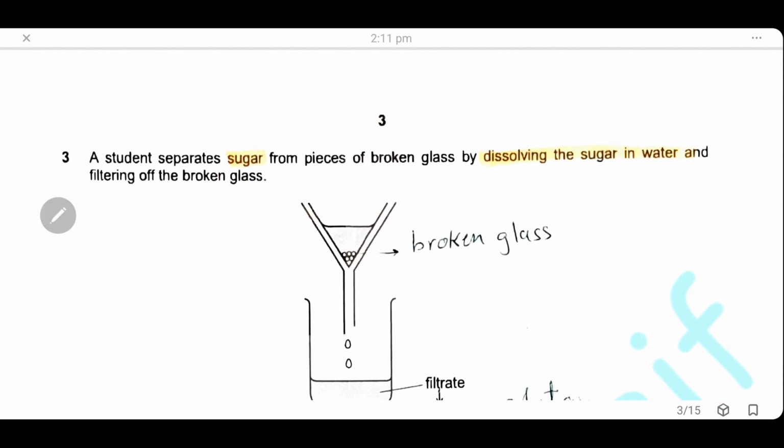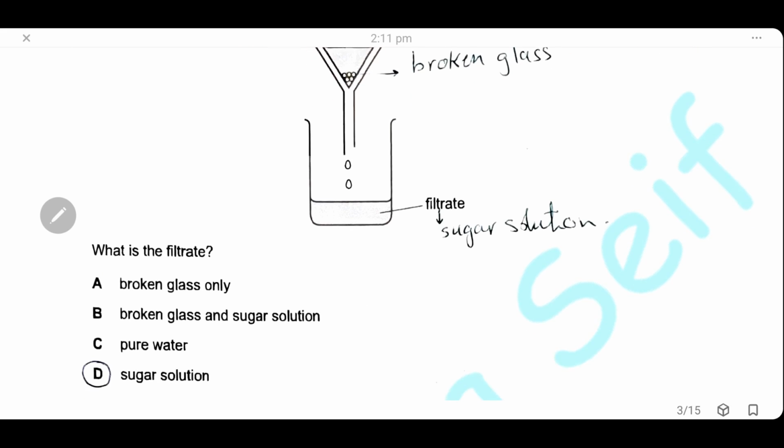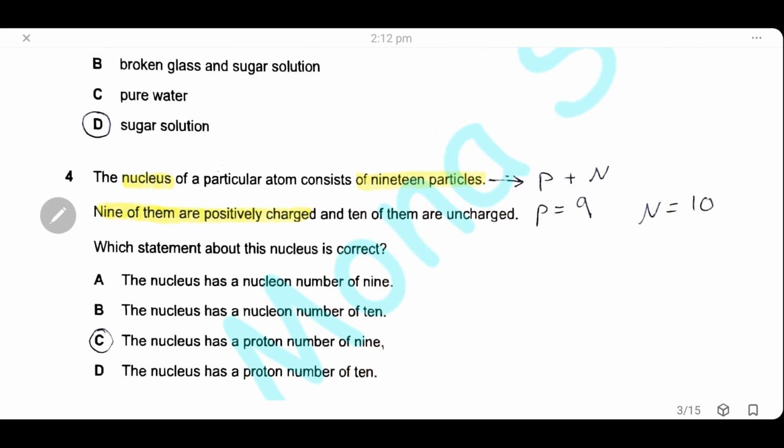Question 3. A student separates sugar from pieces of broken glass by dissolving the sugar in water and filtering off the broken glass. Here we will have the broken glass on the filter paper, and the filtrate will be sugar solution. So what is the filtrate? The answer is D.